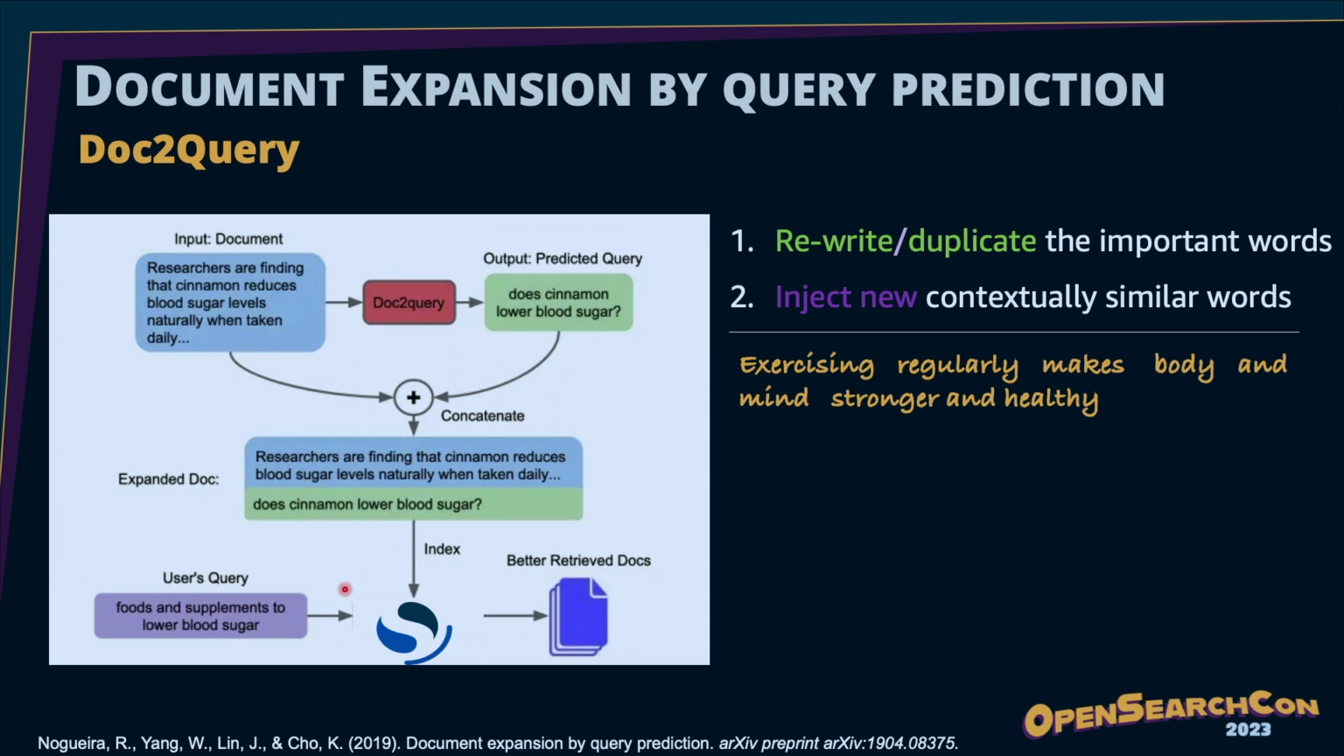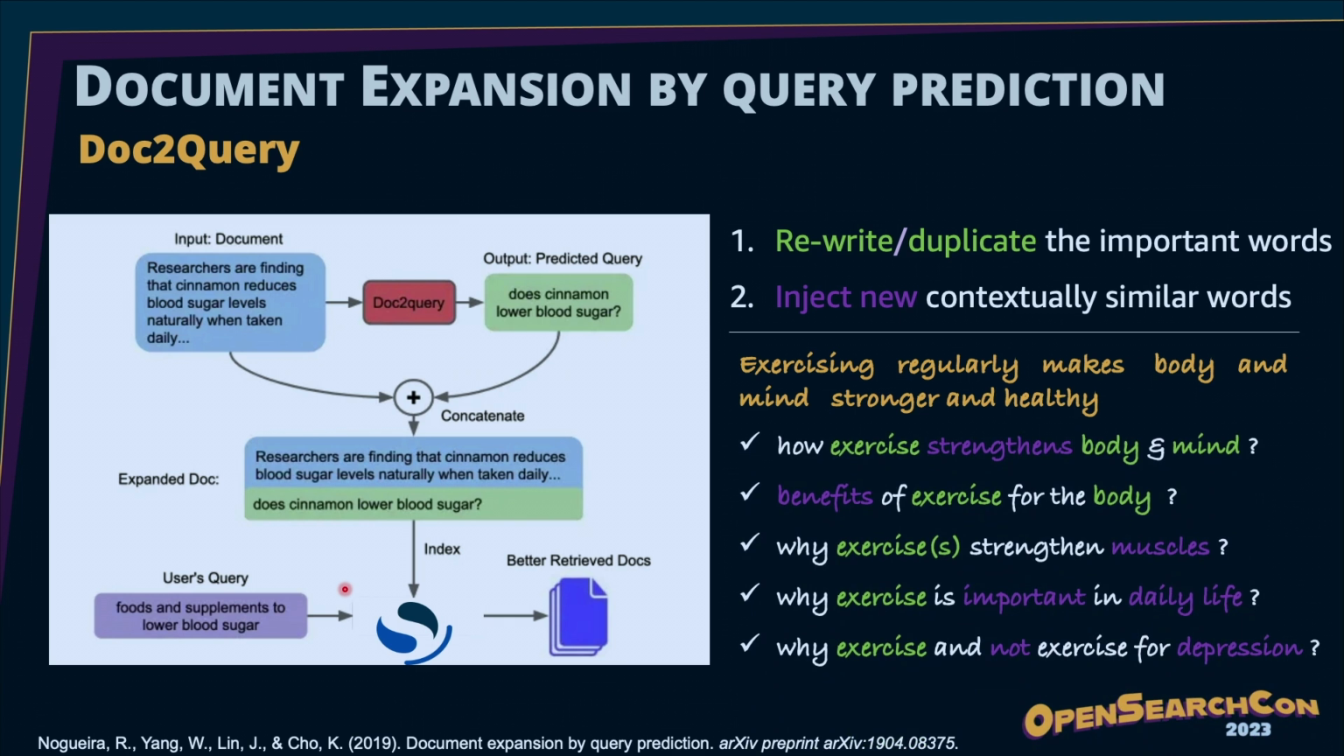So, consider the same example. Exercising regularly makes body and mind stronger and healthy. So, Doc2Query generates these as questions here. Okay, so there are different questions which are more suitable for the document. And as you see here, first the exercise word is rewritten and also duplicated again and again. And exercise is the most important word here, right? It is the actual subject of the sentence.